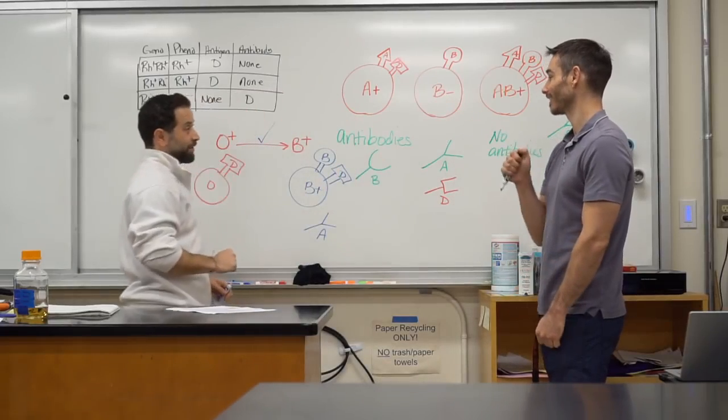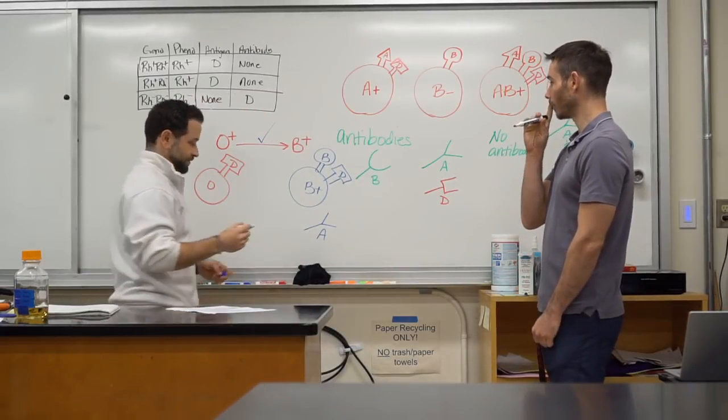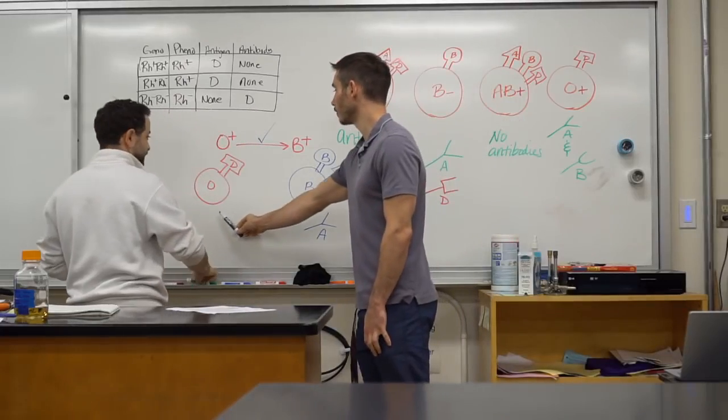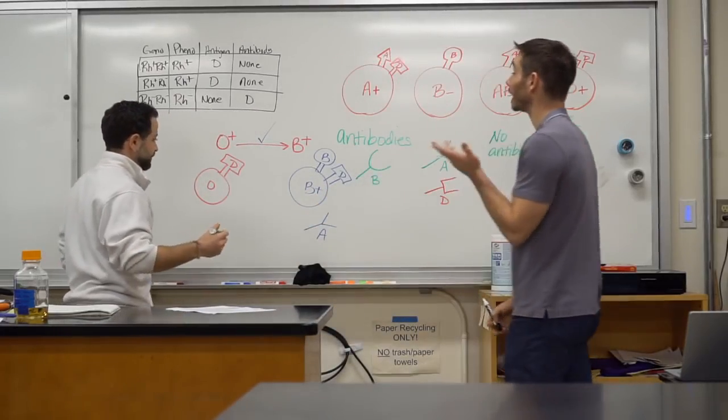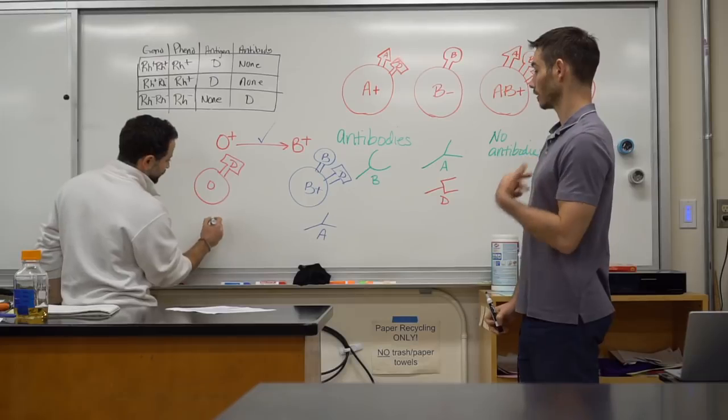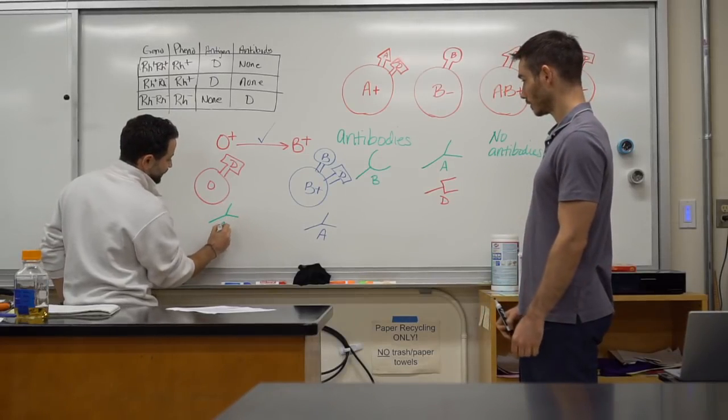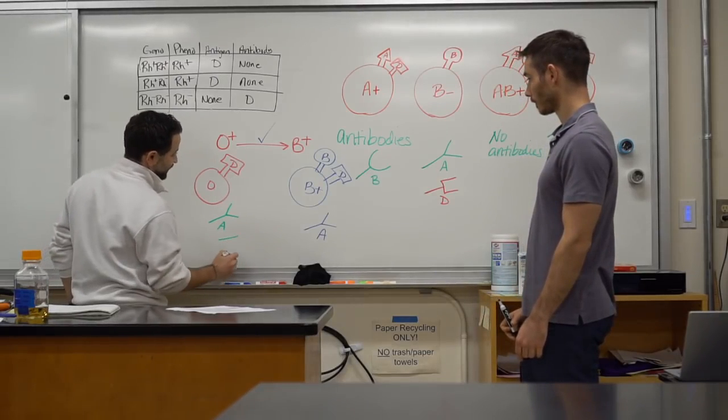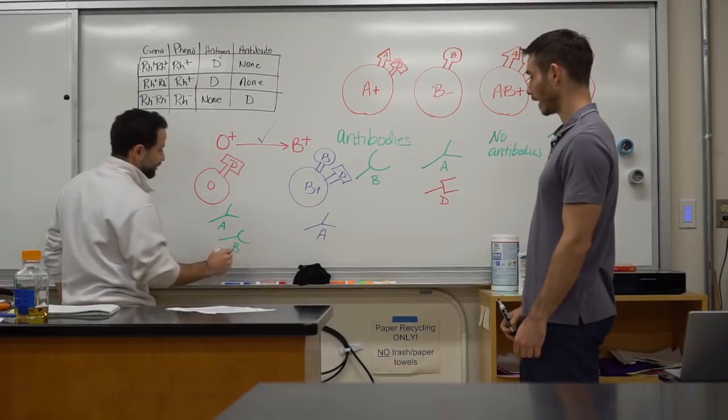Can I give you blood though? That's the question. So if we want to go the other way, we have to know what antigens I have. Or sorry, what antibodies do I have? Antibodies. So you are going to have A, and you are going to have B. I have A and B antibodies.